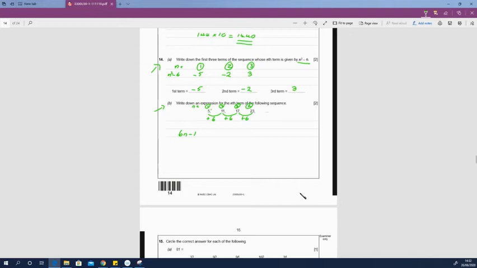Let me test it with when n is 3. When n is 3, 6 times n is 18, minus 1, which will give us 17, which is the third term. So I'm happy with that answer.